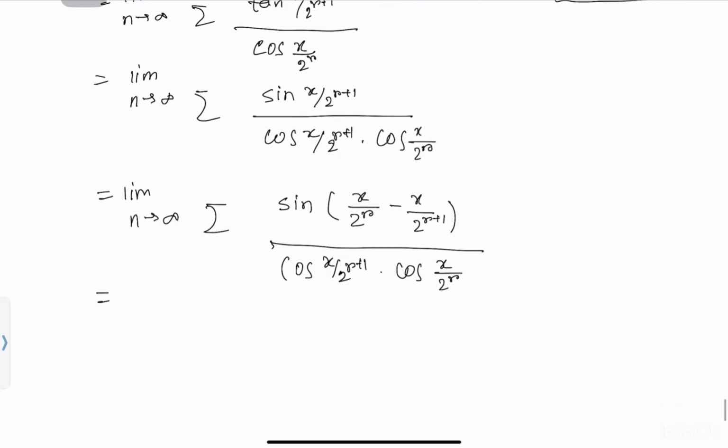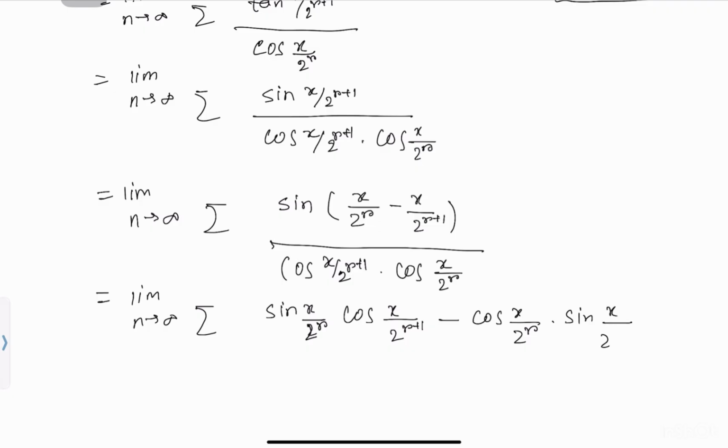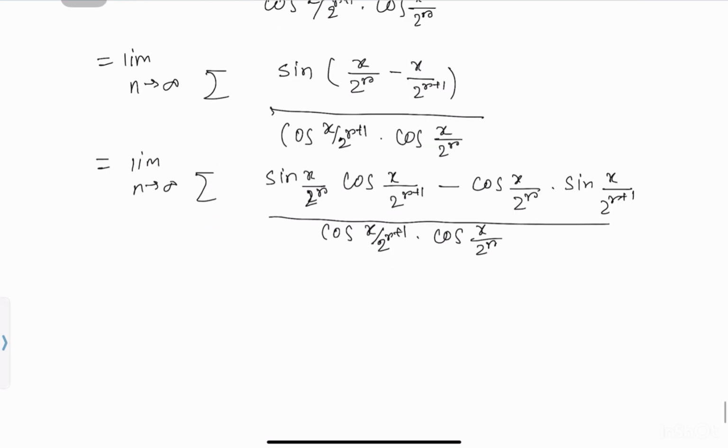Now apply the sin a minus b formula. So sin a cos b minus cos a sin b. Clear? This formula is clear? So below, cos of x by 2 to the power r plus 1 into cos of x by 2 to the power r.